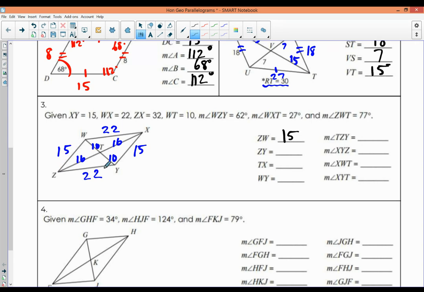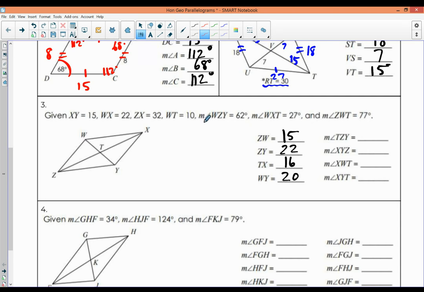Measure of ZY, 22. The measure of segment TX here, 16. And the measure of segment WY, so add those two together, 20. Okay. I wanted to do all those side lengths first so I could erase, and then we can fill in the angles. So you don't have to erase, you can keep that there. It just got kind of messy when I tried to do it last time.